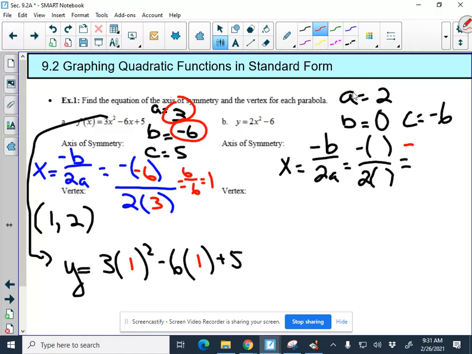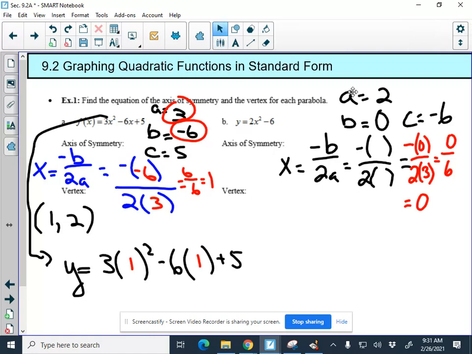Minus B, which is 0, over 2a, which is 3. What's -0? 0. What's 2 times 3? 6. What's 0 divided by 6? 0 divided by 6? Still 0. So if you were to type it in the calculator, is what?